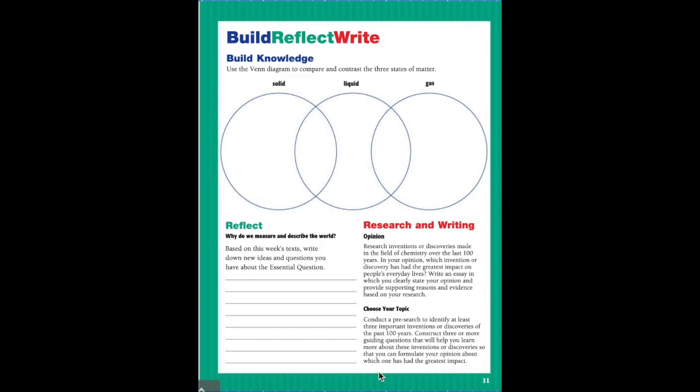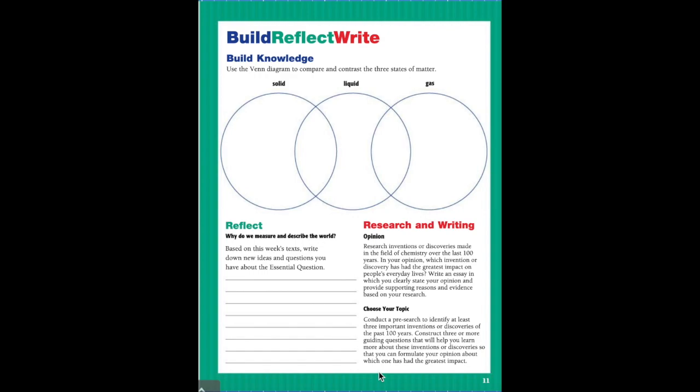Now this week you're going to choose your topic. You're going to conduct pre-research to identify at least 3 important inventions or discoveries of the past 100 years. You're going to construct 3 or more guiding questions that will help you learn more about these inventions or discoveries so that you can formulate your opinion about which has had the greatest impact.